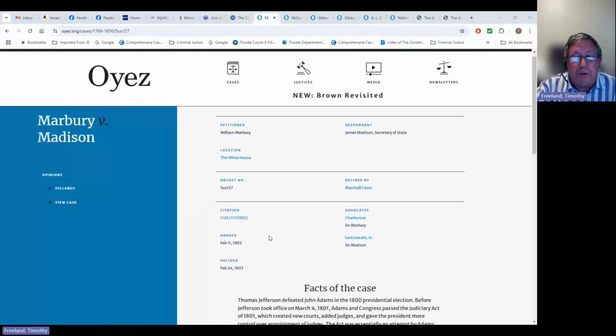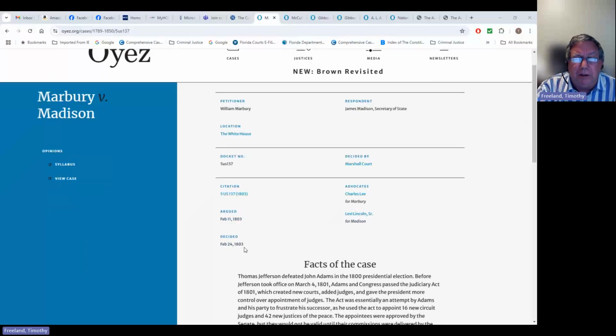I mean, they had a little trial, and they had witnesses, and William Marbury testified, and in the opinion, let me pull up the opinion here so you can take a look at it with me. Here's Marbury versus Madison, which you can see was decided in 1803.